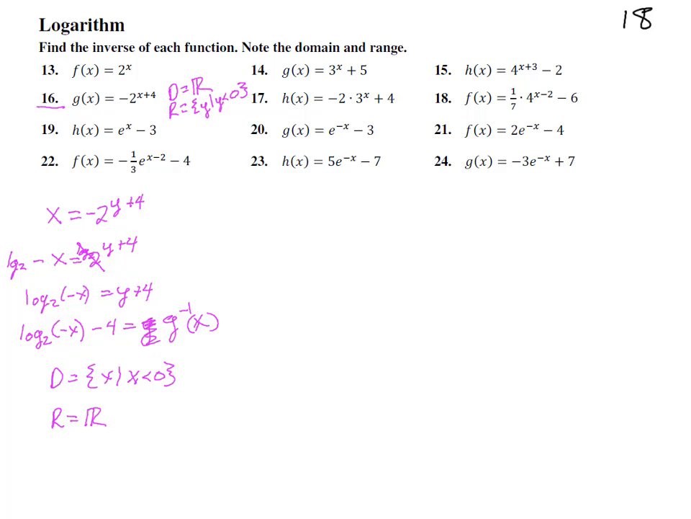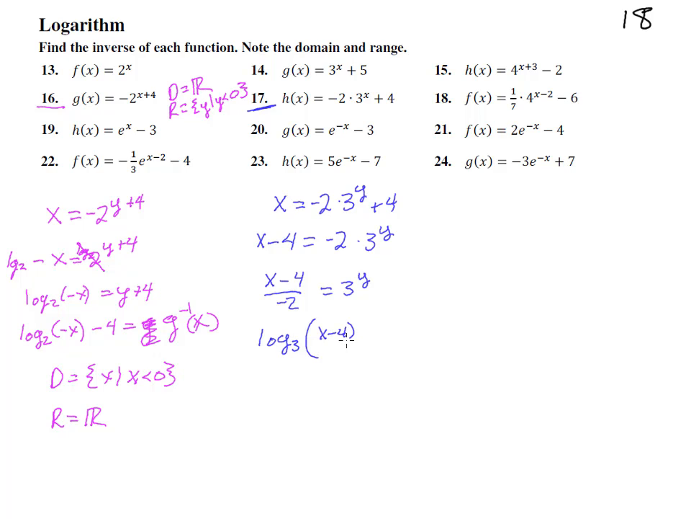Good. Number 17. H of x equals negative 2 times 3 to the x plus 4. All right, so switching places, we have x equals negative 2 times 3 to the y plus 4. Let's peel it off from the outside in. Subtract 4 from both sides, so we get x minus 4 equals negative 2 times 3 to the y. Divide both sides by negative 2, so we get (x minus 4) over negative 2 equals 3 to the y. And now log base 3 both sides. So we get log base 3 of (x minus 4) all over negative 2, equals y.